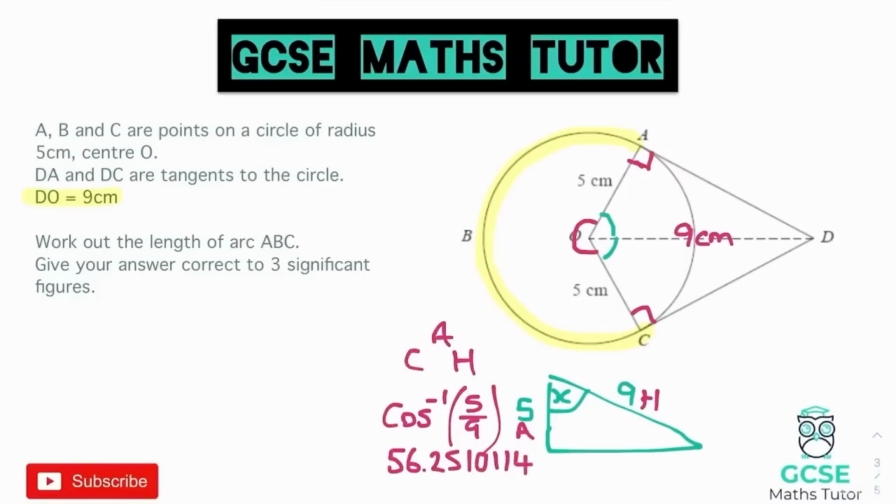Now obviously we've got two of those, so we need to double that to get the full angle. So let's just get rid of this. So this full angle here is going to be 2 lots of the 56.25. So 2 times 56.2510114. So times by 2 on the calculator, and we get 112.502 and 0.228.